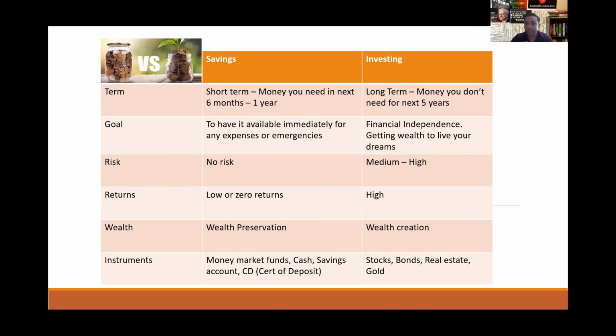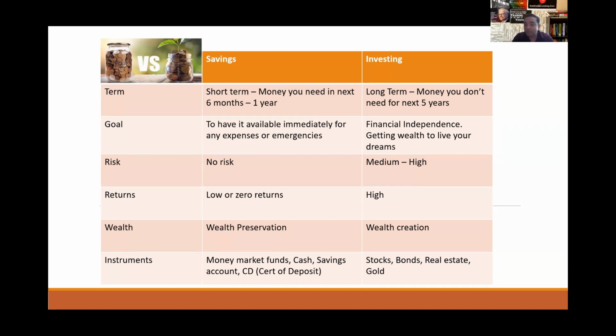So savings, it's short term, the money you don't need in the next 6 months to 1 year. Investing is long term. We have to have the long term view. This is the money that you don't need for the next 5 years, even preferably for the next 10 years, so that if there is market volatility, that doesn't force you to sell at losses. So that's the only rationale.